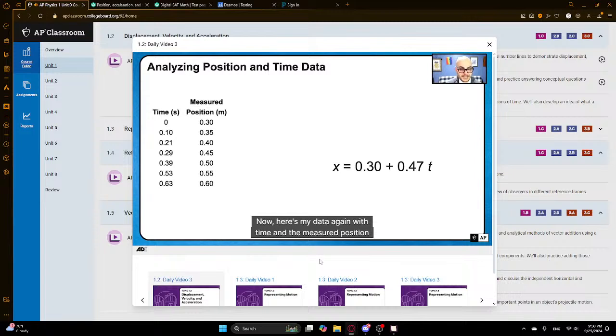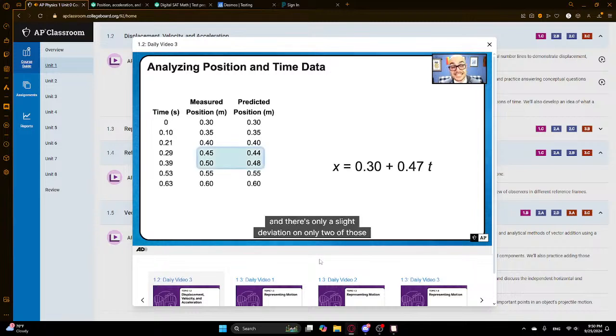Now, here's my data again with time and the measured position at that time. I used the equation to calculate some predicted positions. And you can notice that those line up really well. That third column is where the equation said that the cart should be at that time. The middle column is where it was.